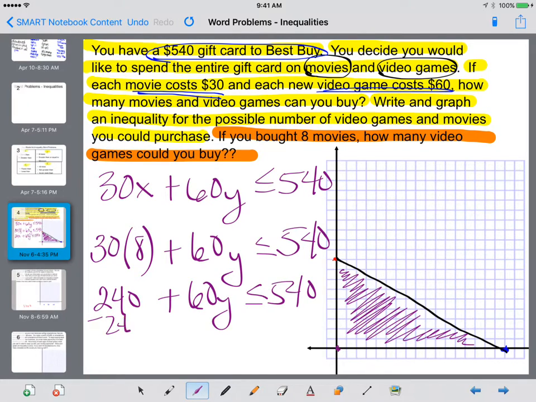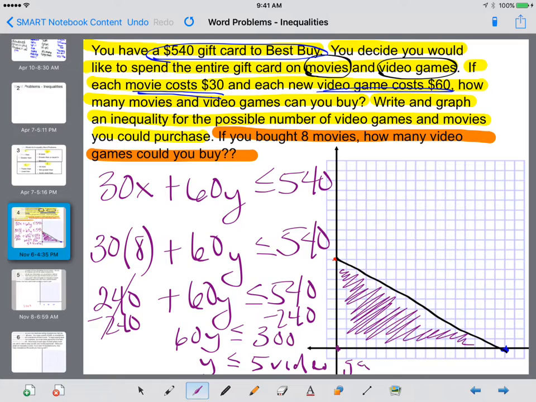Well, let's take away 240 from the total that we spent. You'll take that off the gift card, and we're left with 60y ≤ 300. And 300 divided by 60 leaves us with 5. We could buy 5, oh, not movies, we could buy 5 video games if we purchased 8 movies. Let's go on to the next one.